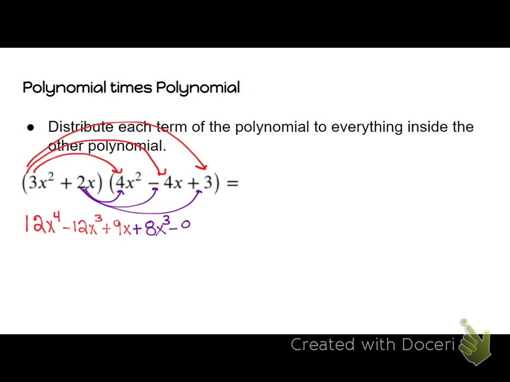Negative 8. Okay, now we worry about our variables. To what power is this? X. What power is this? An x by itself has what power? 1.